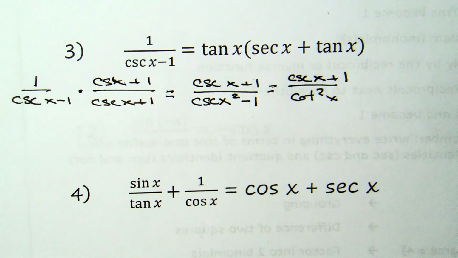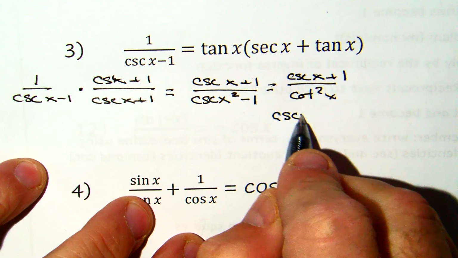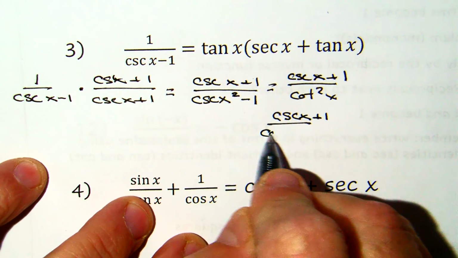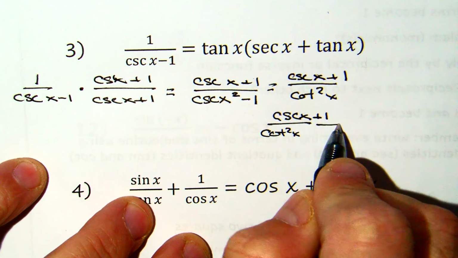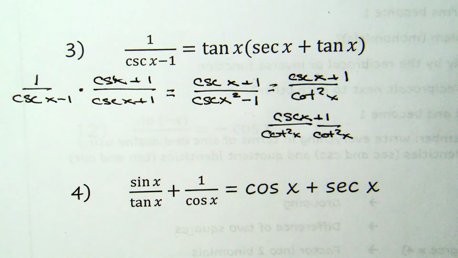The reason I do that is now I can take my expression and write each one over the denominator. In other words, I can take the first part, which is cosecant x plus 1. So I take the cosecant x, put that over cotangent squared x, and I take the 1 and I put that over cotangent squared x. Okay? Good?